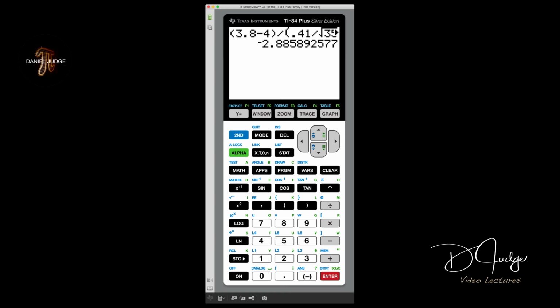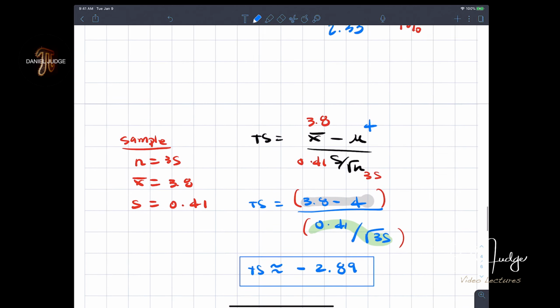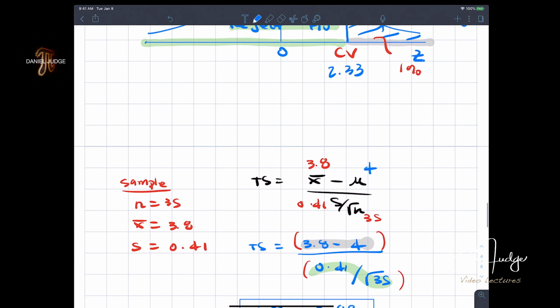And that's negative 2.8. Now, the critical value is to the nearest hundredths. So the second 8 we changed to a 9 because the third digit was a 5. So my test statistic is going to be negative 2.89. Here's your test statistic value. Negative 2.89. Now we say, where does this live in our decision rule? All right, where does that live in our decision rule here?